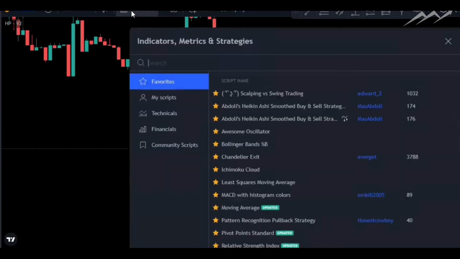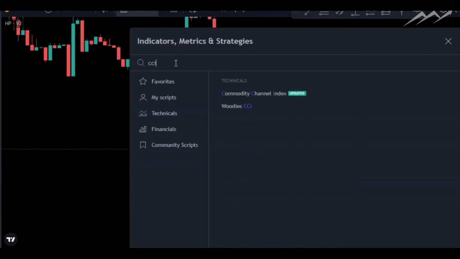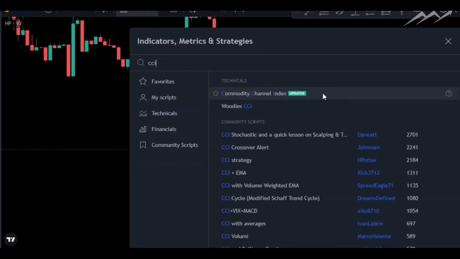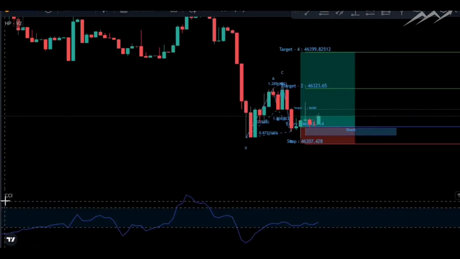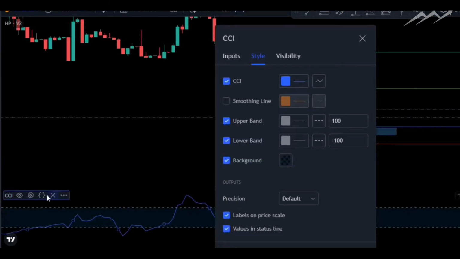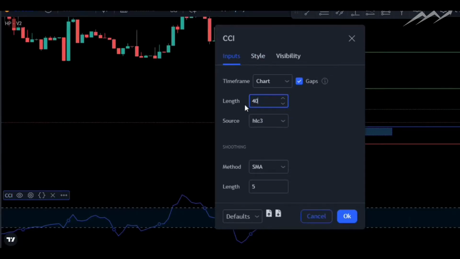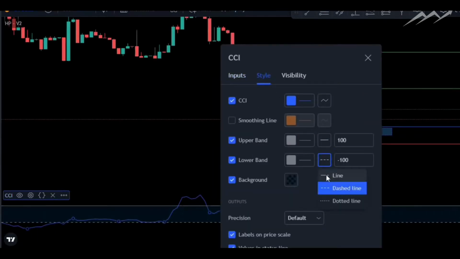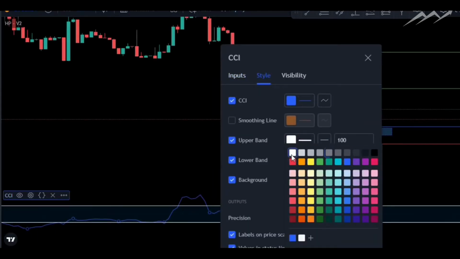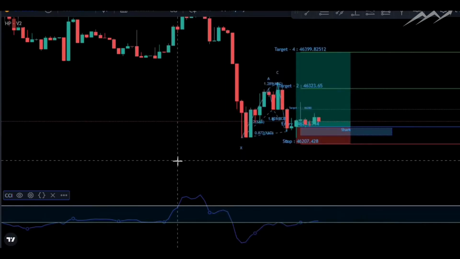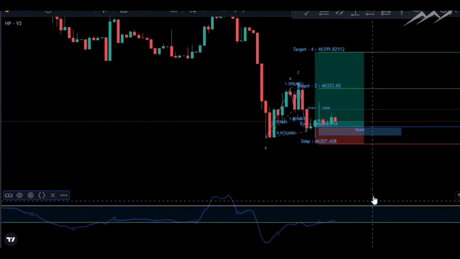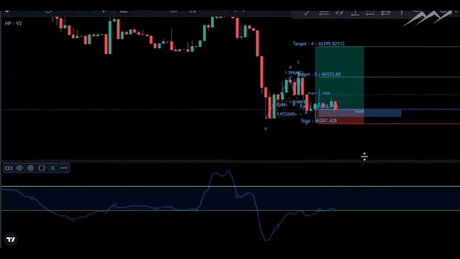I am adding the CCI indicator to the chart here to identify the price chart path. I go to the indicator settings and apply the changes to give us better results. I have already made a strategy from the CCI indicator that has a 100% win rate.